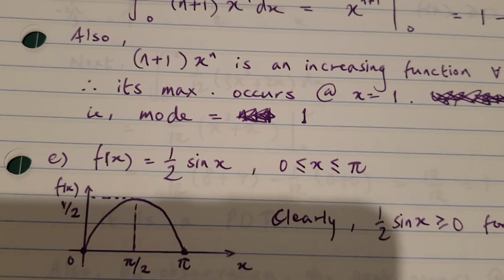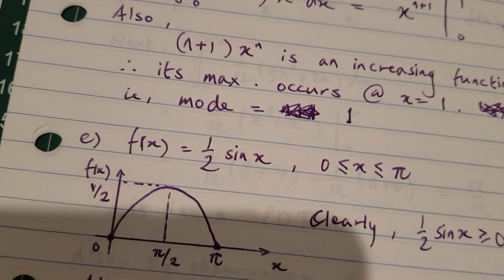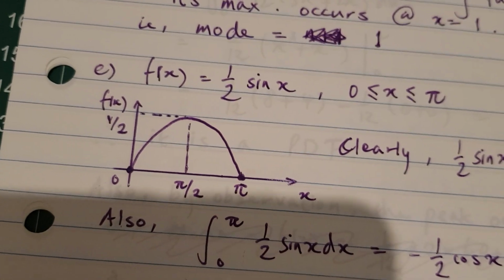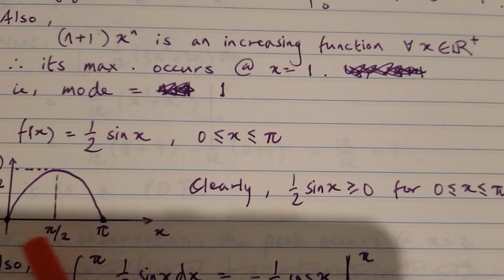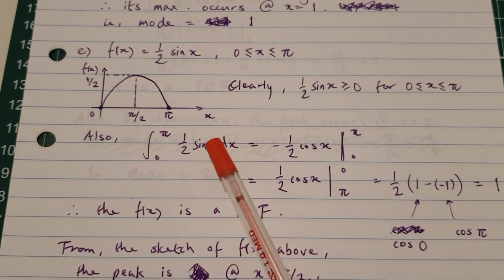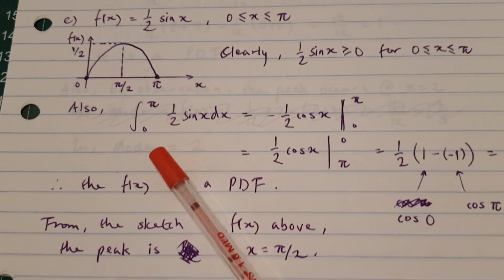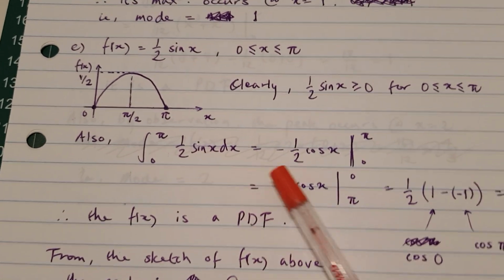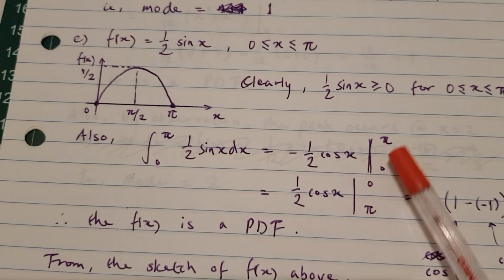There we go. Part E, the little f(x) is now half sine x. The domain goes from 0 to pi, and we sketch that. Then you get this, the half of the full cycle of the sine function. From this graph, we can clearly see that f is greater than or equal to 0 for the given domain. Therefore, now we can move on to the definite integral. Remember the primitive of the sine function is the negative of the cosine, and that's negative half, evaluated from 0 to pi.